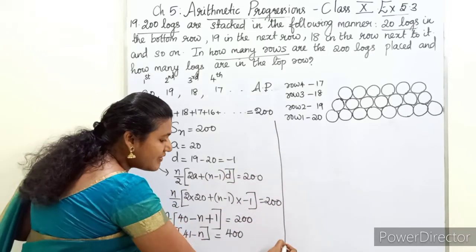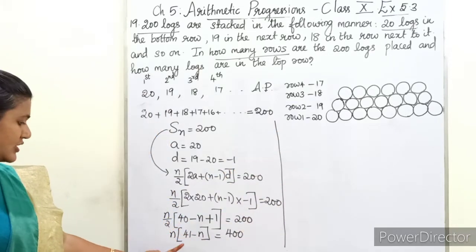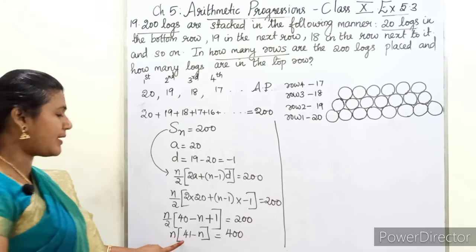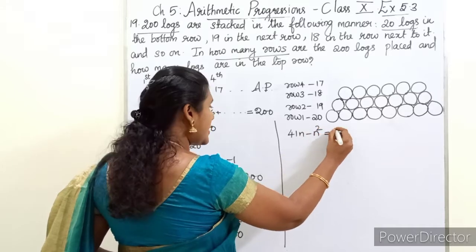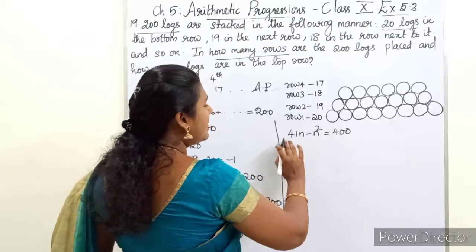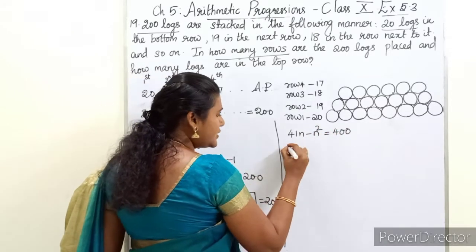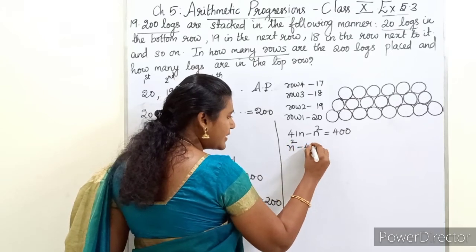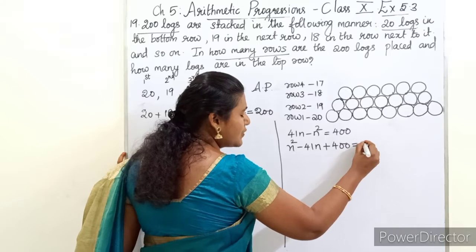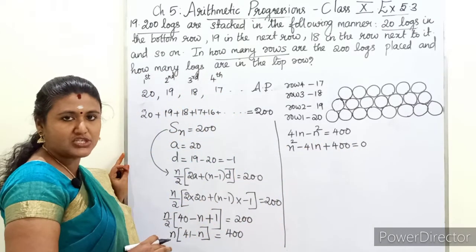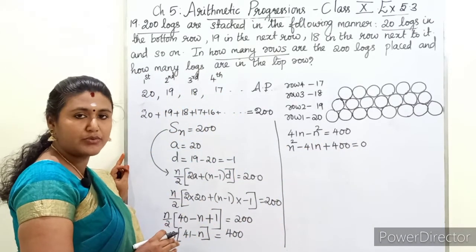Now from this we will get a quadratic equation in n. With the n we will multiply. So 41n minus n square is equal to 400. So we will multiply with the minus sign. So n square minus 41n plus 400 is equal to 0. So this is the quadratic equation in n.